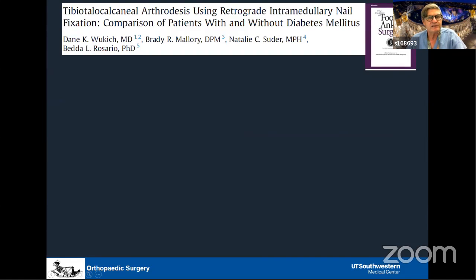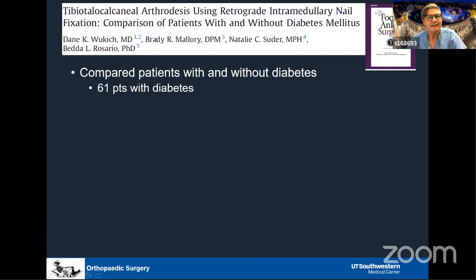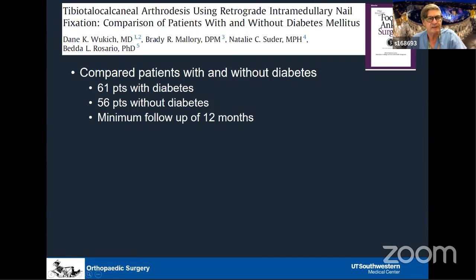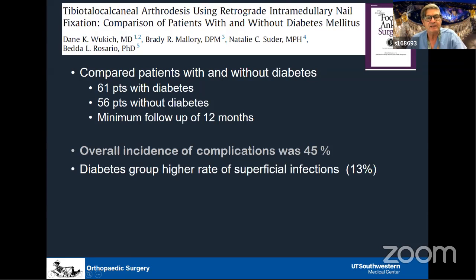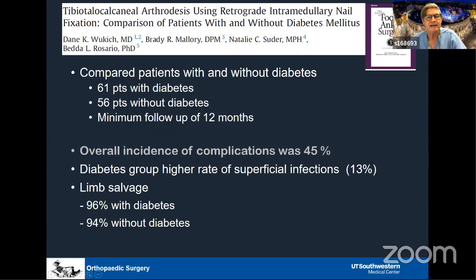We looked at our series of intramedullary nails, a consecutive series of 117 that had a minimum of 1 year follow-up. And what we found is that the overall complication rate was 45%. But the diabetes group had a higher rate of superficial infections, but the limb salvage rates were high, 96% in patients with diabetes and 94% in patients without diabetes.